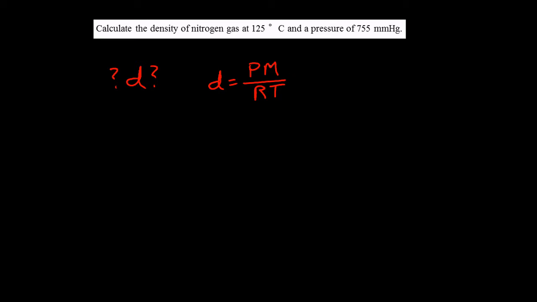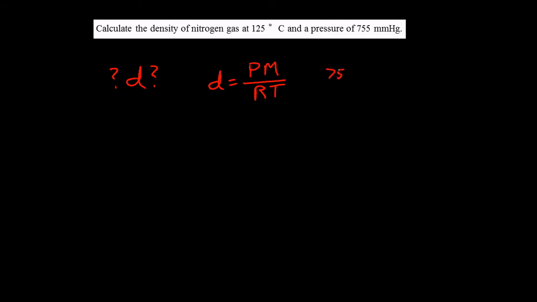Now, most of these are actually given to me in one way or another in the problem. So first of all, it tells me that the pressure is 755 millimeters of mercury. I do need to change that to atmospheres. It's going to be 0.99 something. Let's go ahead and do that.